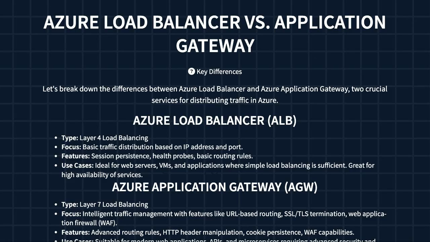It can handle things like routing based on URL or even apply security measures with a built-in web application firewall. Essentially, the load balancer provides fundamental load balancing, while the Application Gateway adds intelligence and advanced features for modern web applications.